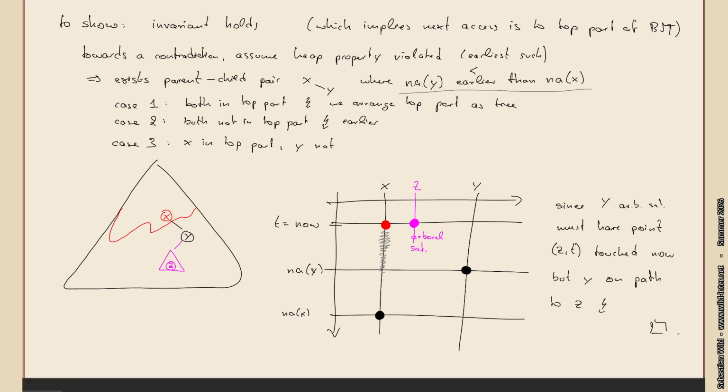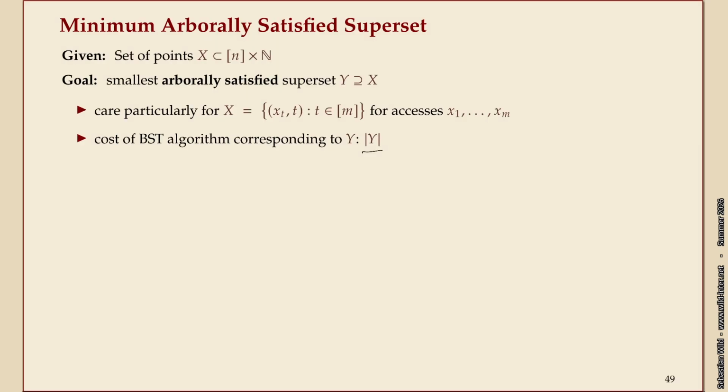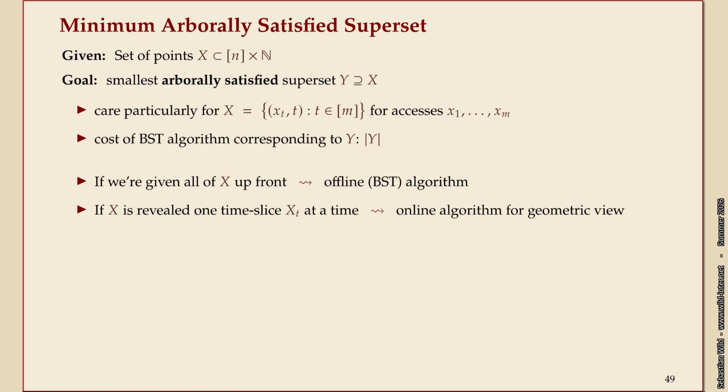Okay, we've already formulated the problem yesterday of what we want to do with these points. Find the smallest arborally satisfied superset. Keep that in mind. And you can then interpret an algorithm that does this as either an offline algorithm or an online algorithm. The offline part is what we've done in the proof. We've looked into the future and built the tree based on that.